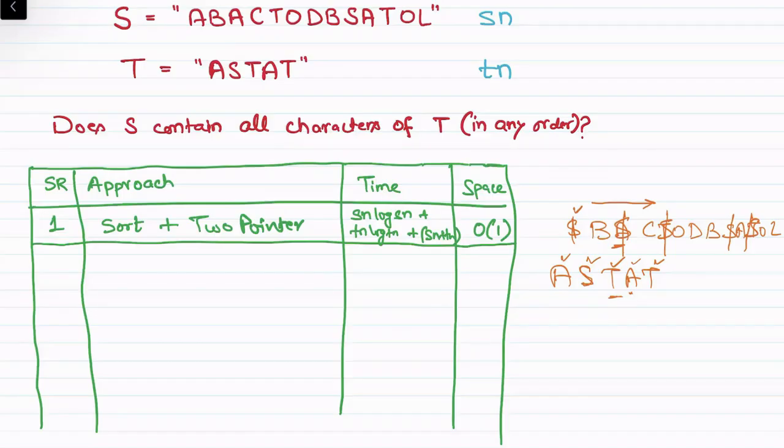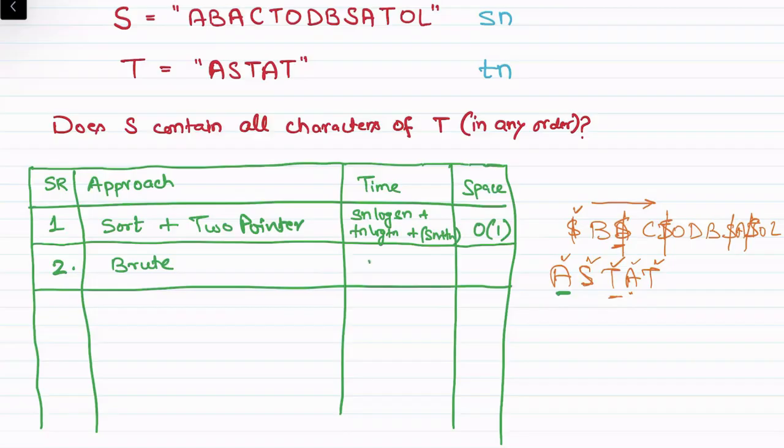So if we go with this approach, then this is kind of a brute force. For every character in T, we are looping over every character in S to do a match. We can call this approach also a brute force approach.